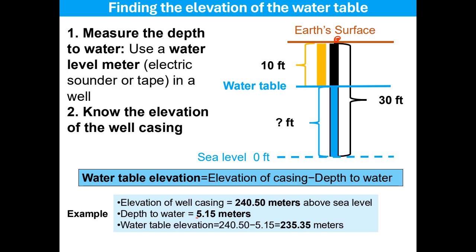All you have to do is use this equation. The water table is to go from here to here. This elevation from here to here is the elevation of the casing, minus the depth. So elevation minus depth: we have 240 minus 5.15, which gives you 235.35 meters. That's the elevation of the water table.